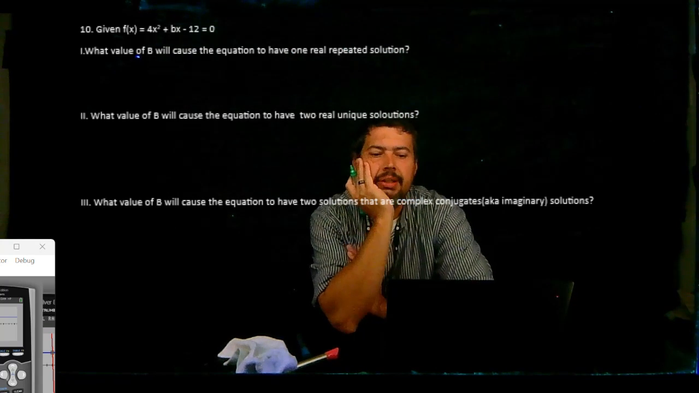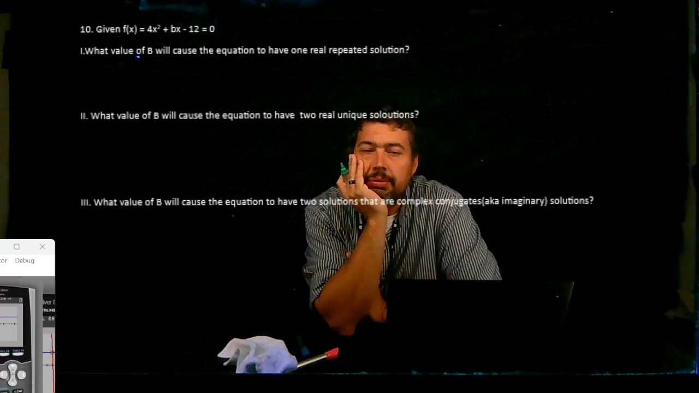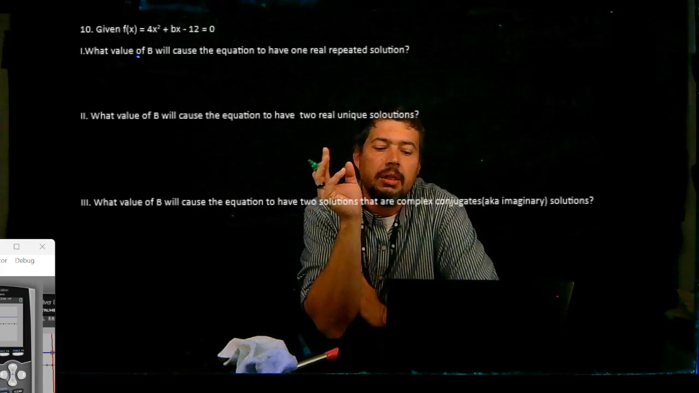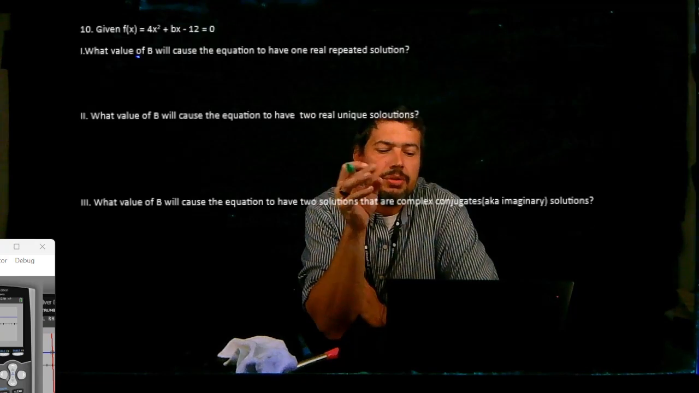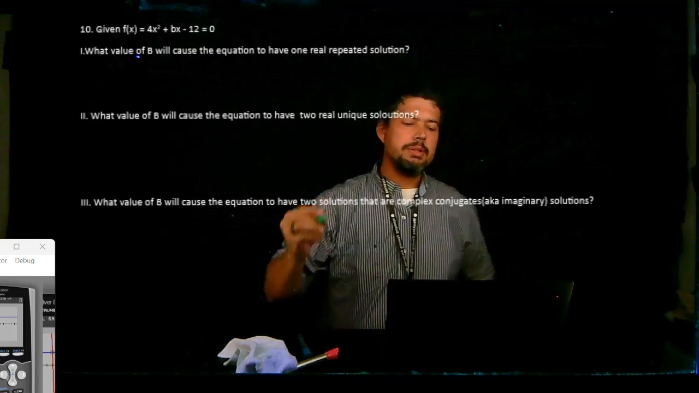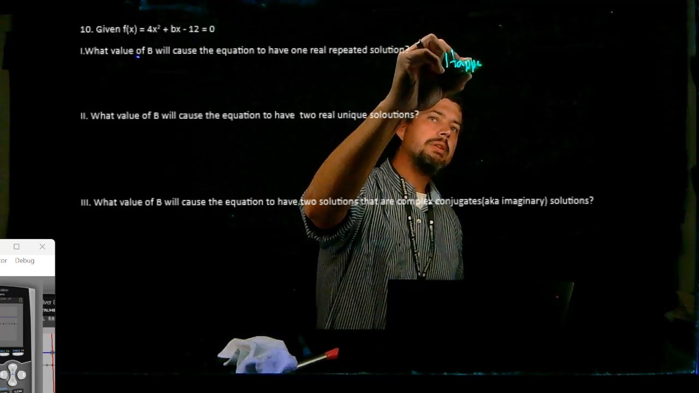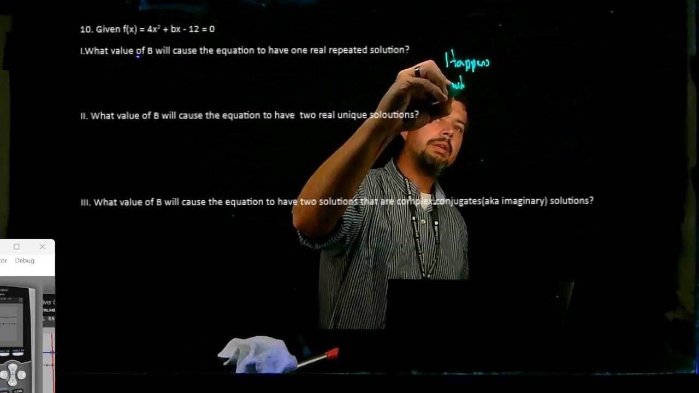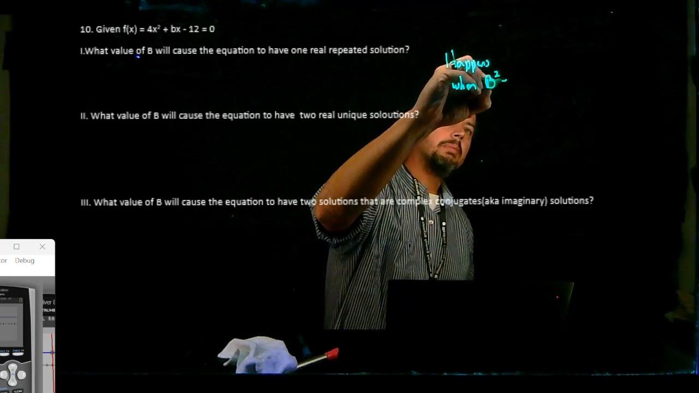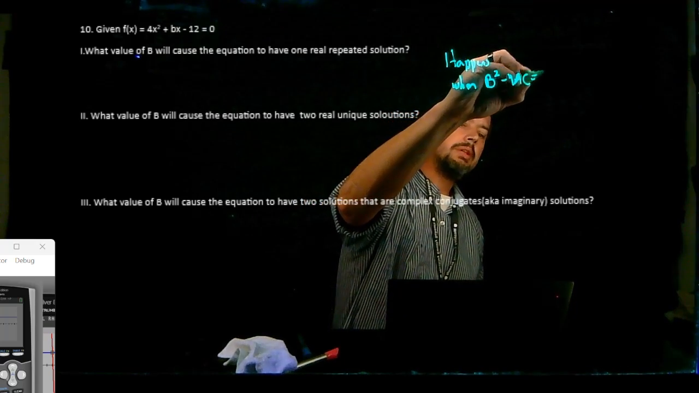All right, given that f of x is 4x squared plus bx minus 12 equals 0, what value of b will cause the equation to have one real repeated solution? So you do have to memorize some stuff. Here's that memorization: it happens when b squared minus 4ac is equal to 0.